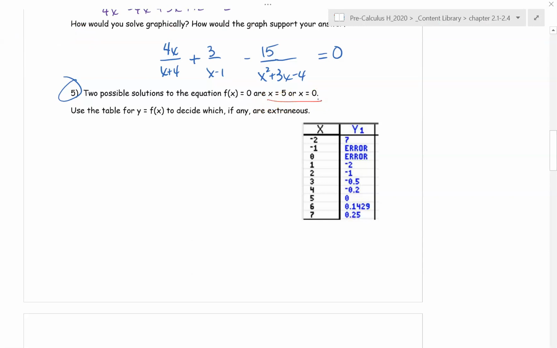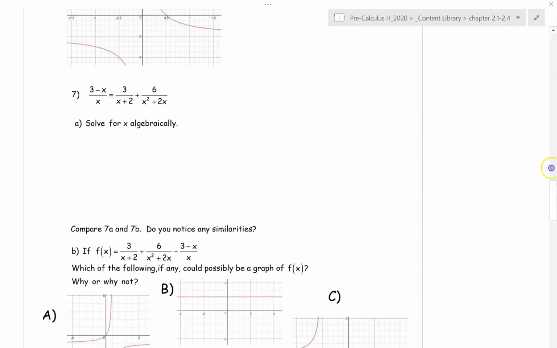Go ahead and pause the video for a minute. Would you be able to determine if 5 or 0 are extraneous solutions? So notice that x equals 0 is extraneous because you get an error, but for x equals 5, the y value is in fact 0. Let's take a look at another example.